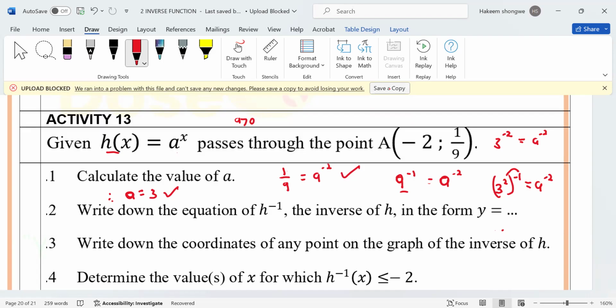Number 2, they say, write down the equation of h inverse in the form of y is equal to. So what do we have? We have y, which is going to be equal to 3 to the power of x. And then x is going to be equal to 3 to the power of y. Therefore, y is equal to log base 3 of x.